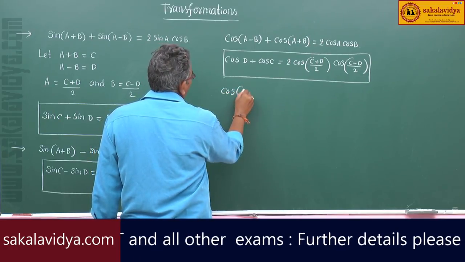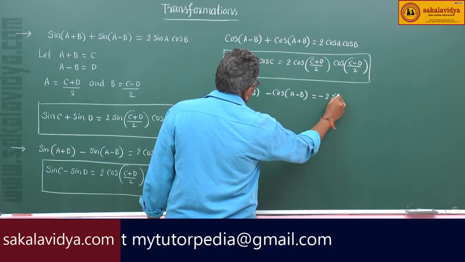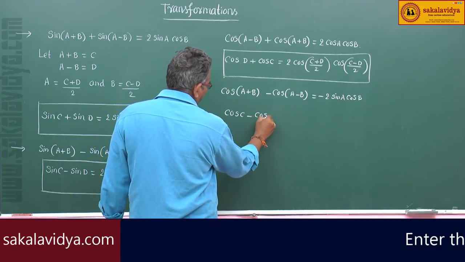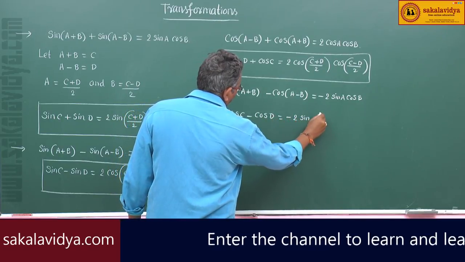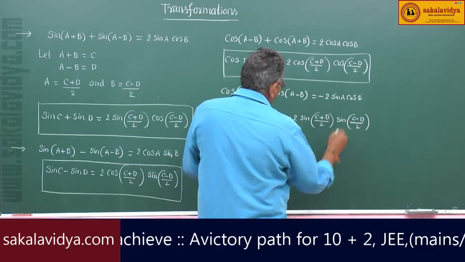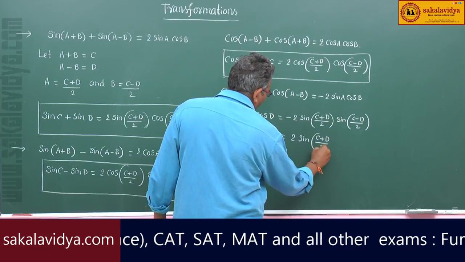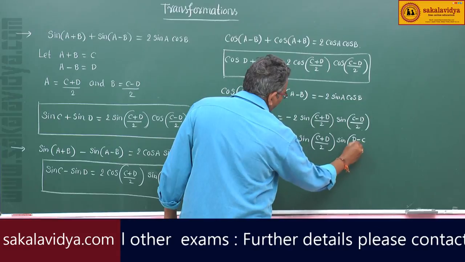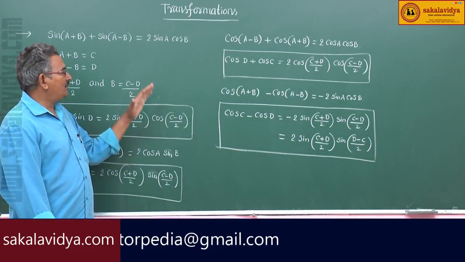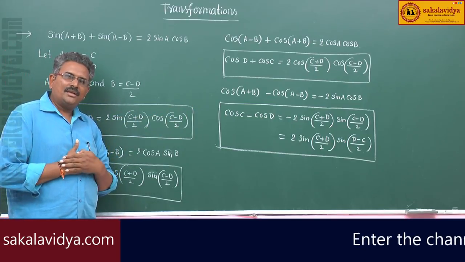Now cos of a plus b minus cos of a minus b equals minus 2 sin a sin b. I already told you earlier. Now this becomes cos c minus cos d equals minus 2 sin of c plus d by 2 and sin of c minus d by 2. If you want to avoid the negative sign, this can be stated as 2 sin of c plus d by 2 and sin of d minus c by 2. Only this special case will arise in the case of cos c minus cos d. So these formulae are enough to solve the problems in transformations. In transformations, we are going to study identities also, that will be discussed later.